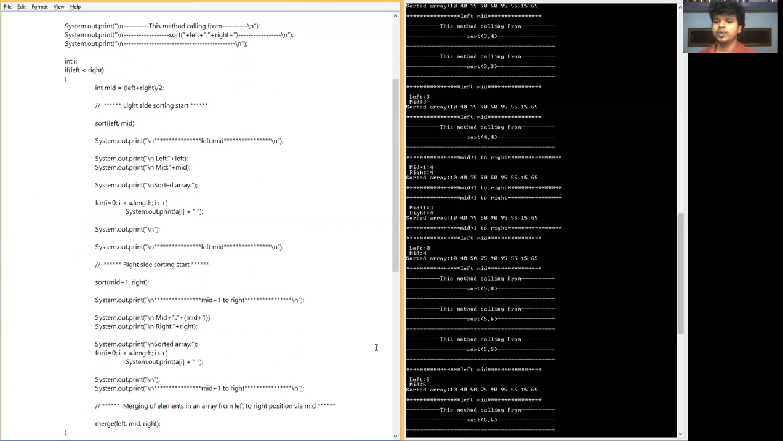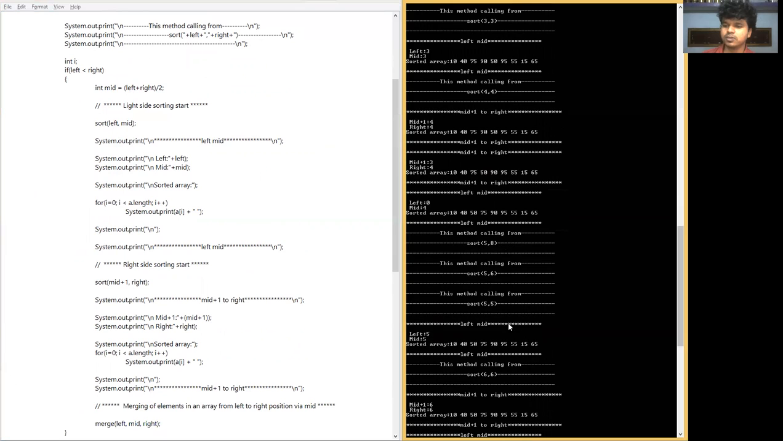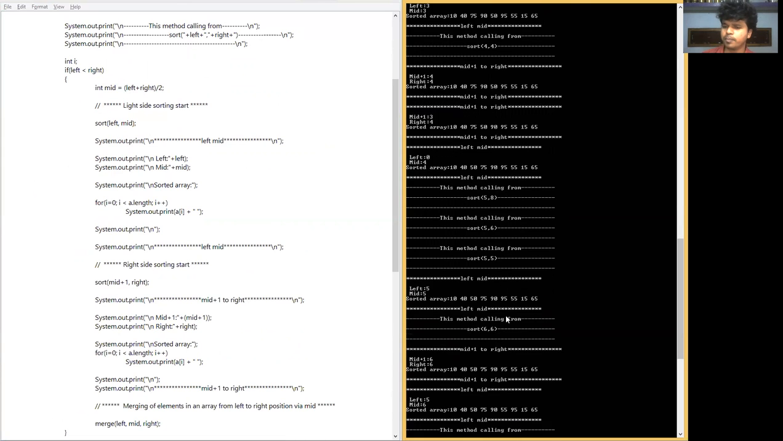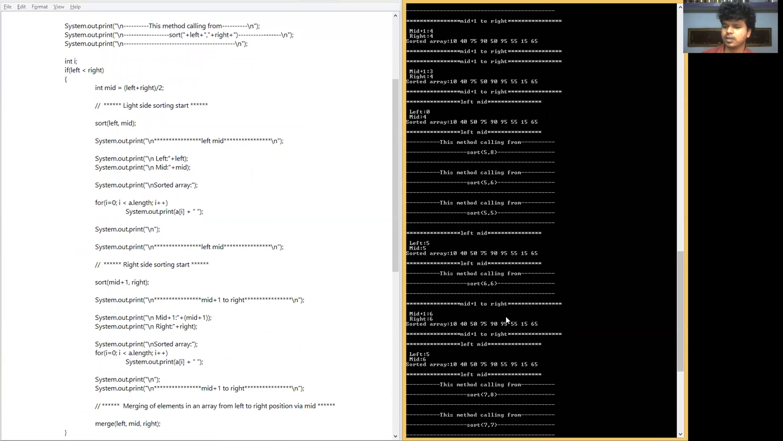Then again it is going to split this 5 to 6 into single elements, that is 5, 5 and 6, 6. So 5, 5, and the array is going to be evaluated. There is no need to apply any kind of sorting technique, because this is a single index, both left and mid concentrating on a single element. So we could not apply any kind of sorting technique. Even if applied, that element is going to stay in the same place. Then after that 6, 6. So up to this, we could not apply any kind of sorting techniques on these two.